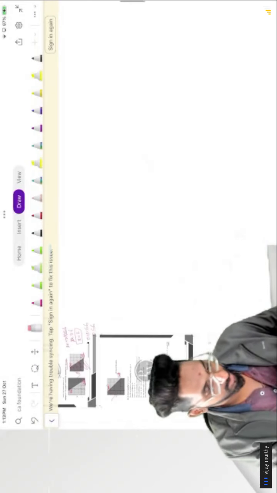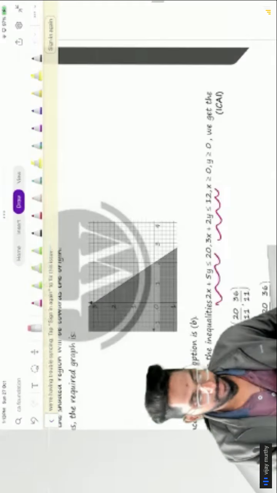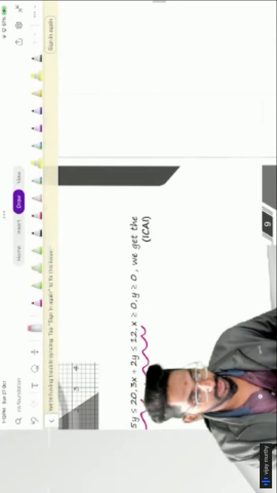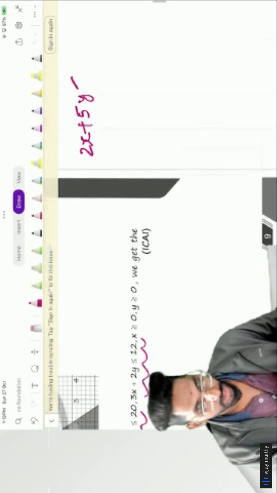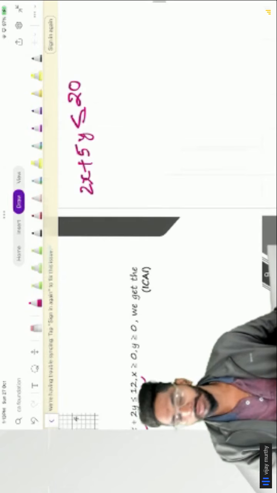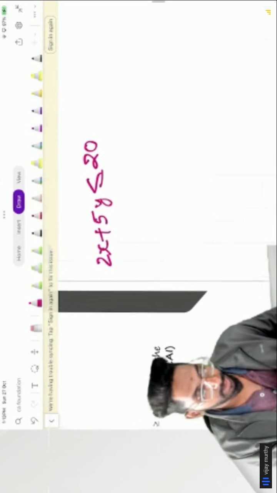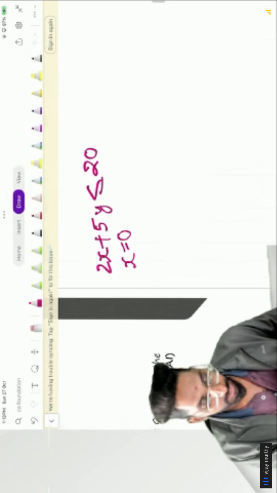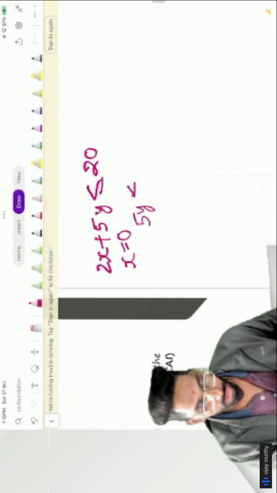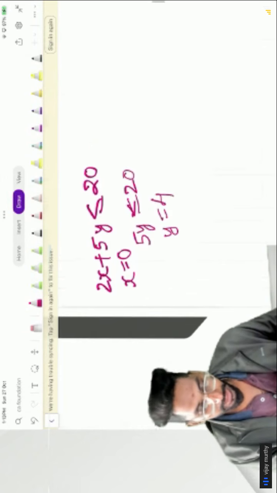Observe here, two equations are given. What are the two equations? 2x plus 5y less than or equal to 20. First find the points. Put x is equal to 0. What is the value of y? 5y is equal to 20, therefore y is equal to 4. One point is x is 0, y is 4.